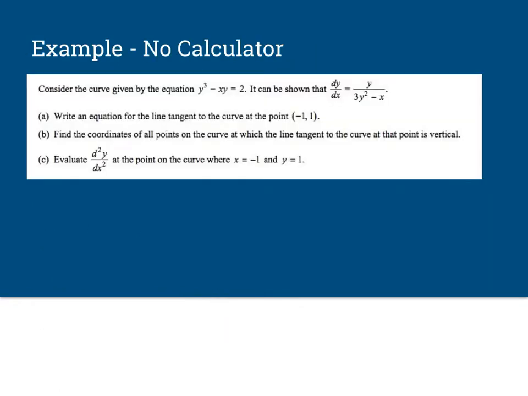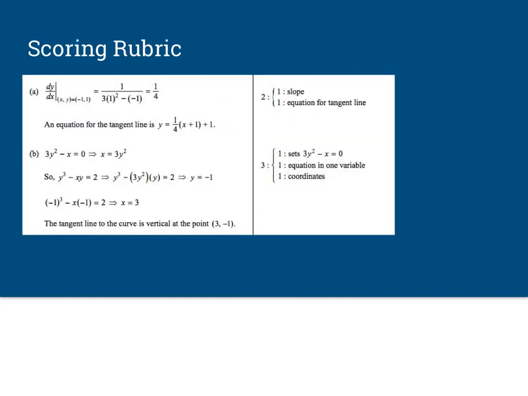Okay, here's your first example. This is a nice implicit differentiation. Make sure you answer A through C using a pencil. This is no calculator, and then we'll correct it in pen. Did you like this problem? I thought you might. So the first thing you do is write an equation of a tangent line. Woohoo! Slope and point, baby. So you plug in the point to get the slope. It's 1/4.